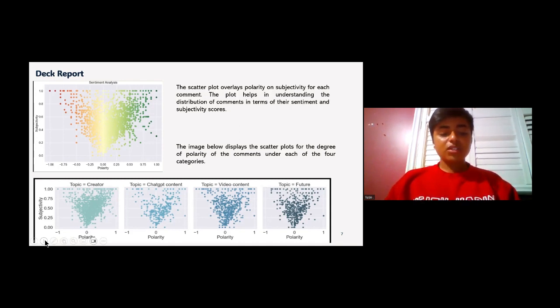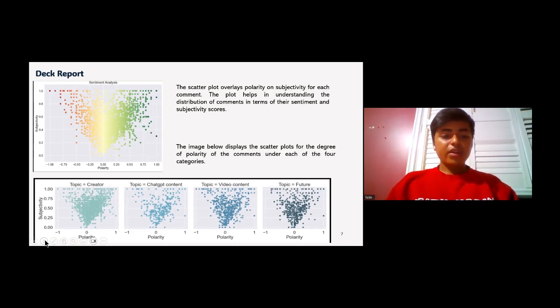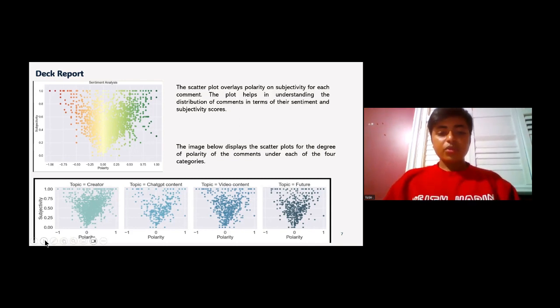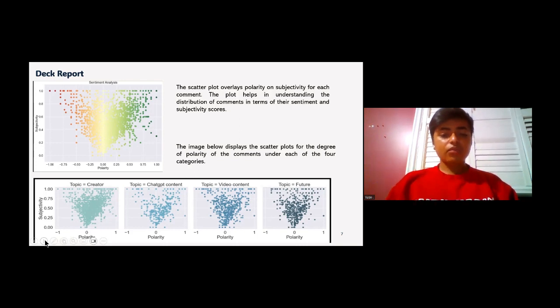And then in the last visualization for the polarity analysis, we have divided the comments into 4 categories: the comments about the creator, about ChatGPT content, about the video content, and the future. And the image below shows that in all 4 of the categories, the comments were either with a positive intent behind them or a neutral intent behind them, almost more than 70% of them.